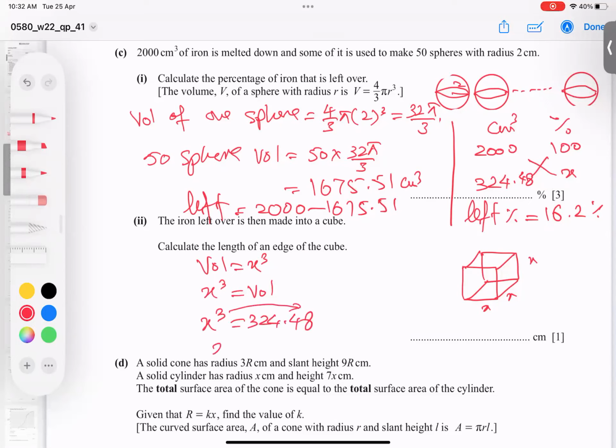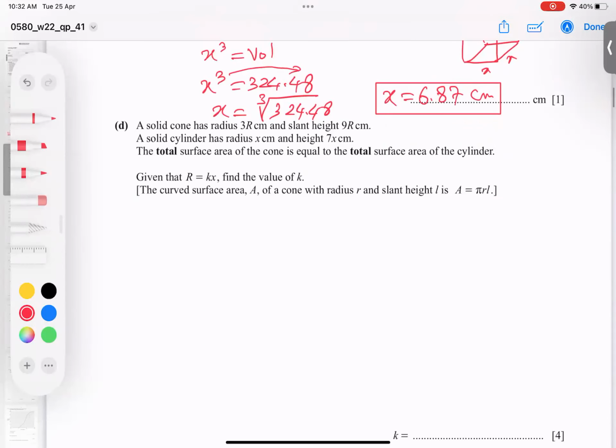And when cube goes there, it becomes cube root. So when I find the cube root of 324.48, students, it is giving me 6.87. So each length of the cube is 6.87 centimeters. I hope the concept is very clear.